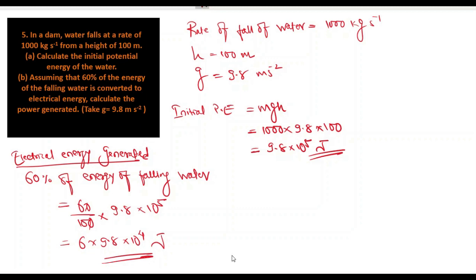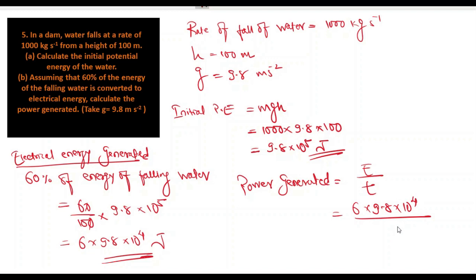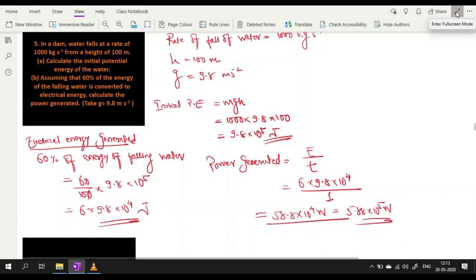तो हमें क्या ढूंढना है? हमें ढूंढना है पावर. So what is the power? पावर जनरेटेड विल बी एनर्जी अपॉन टाइम. एनर्जी क्या है? 6 इंटू 9.8 इंटू 10 रेज टू 4. और ये सब कितने टाइम में हो रहा है? 1 सेकेंड में हो रहा है. तो इसको कैलकुलेट करने से पावर आ जाएगा. लेट्स सी कितना आता है.